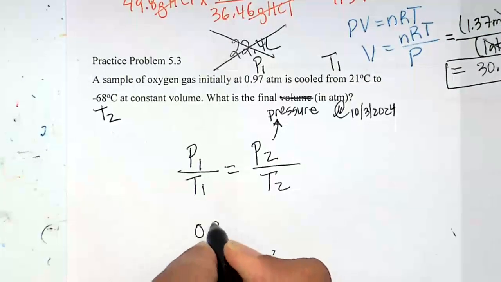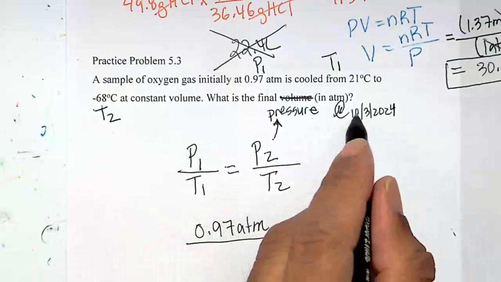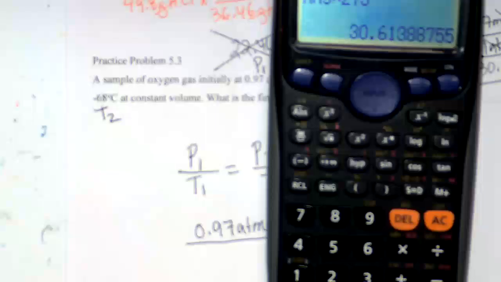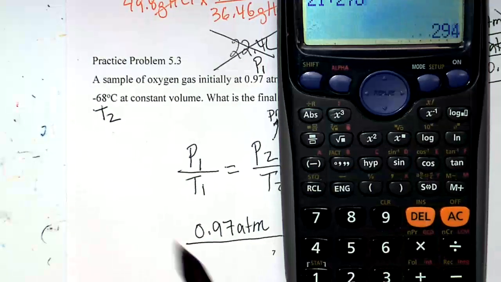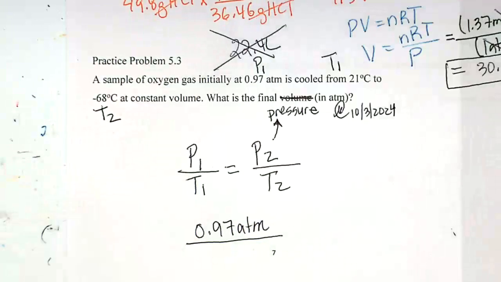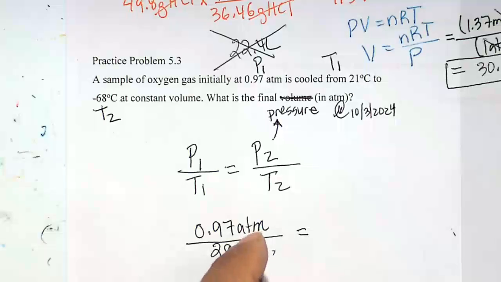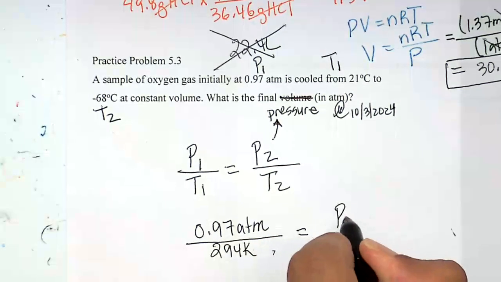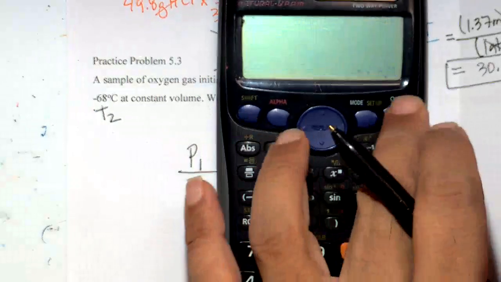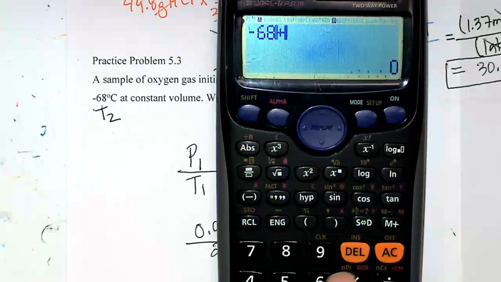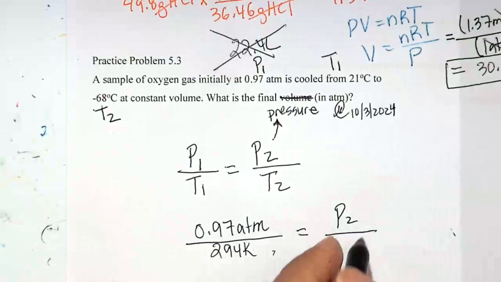All right, so we have P1 here at 0.97 atmospheres. T1, 21 degrees. Let's convert that to Kelvin. 21 plus 273 is 294 Kelvin. P2 is what we're trying to solve for. And then T2 is minus 68 degrees. Let's convert that to Kelvin. We'll take minus 68 and add 273 to it, 205 Kelvin.